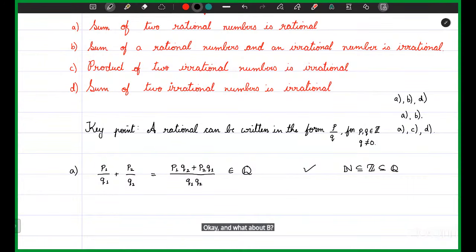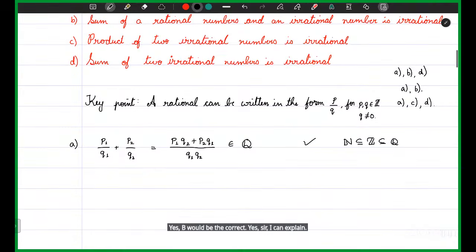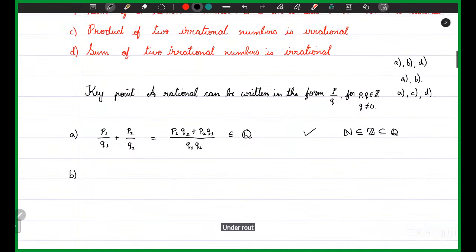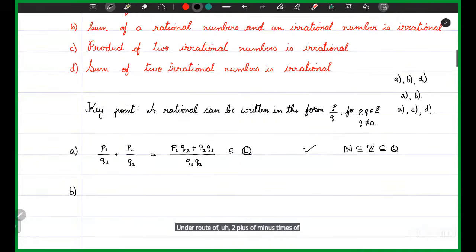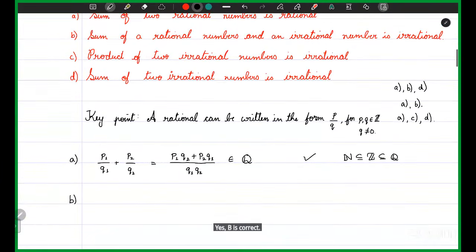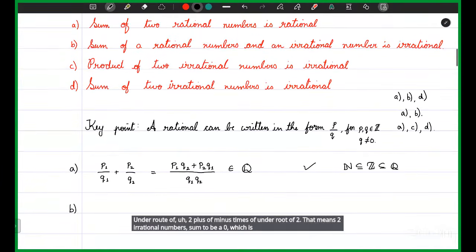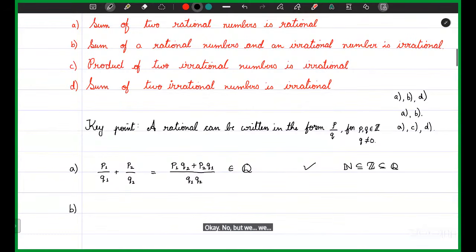There were people who said yes, and there were people who said no. Can anyone explain? Yes, sir, B would be correct. Root 2 plus minus root 2 means two irrational numbers sum to 0, which is a rational number. But B is concerned with rational plus irrational. Oh, sorry. Sir, 2 plus root 2 will always be irrational.